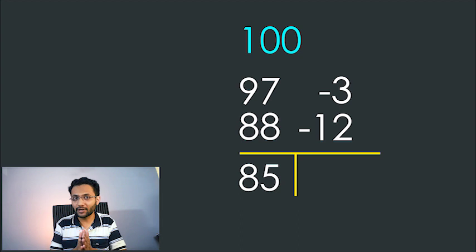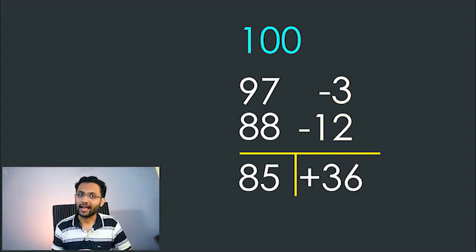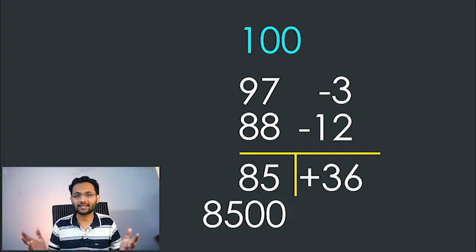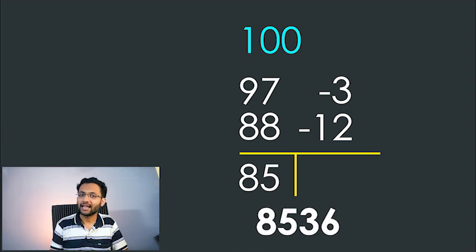Now remember the numbers we wrote, minus 3 and minus 12. Now do their algebraic multiplication. So minus 3 multiplied by minus 12 is plus 36. So write plus 36 here. And now the next and last step. Multiply this left part by base and add or subtract this part according to the sign. So 85 multiplied by base 100, just add 2 zeros, and now plus 36. So the answer is 8536.